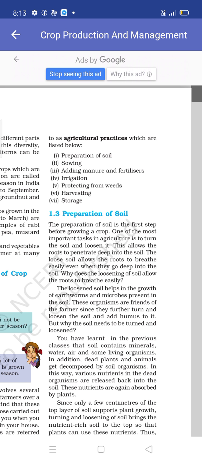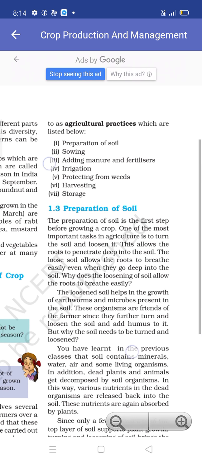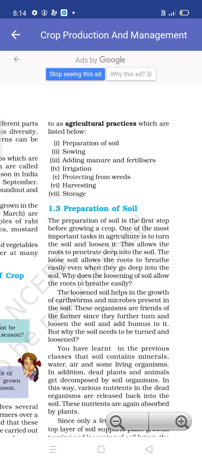So first, what is the preparation of soil? For better growth of crops, we have to look at the preparation of soil, so that the quality of the soil is best for growing crops. The preparation of soil is the first step before growing a crop. One of the most important tasks in agriculture is loosening the soil, because this allows the roots to penetrate deep into the soil.